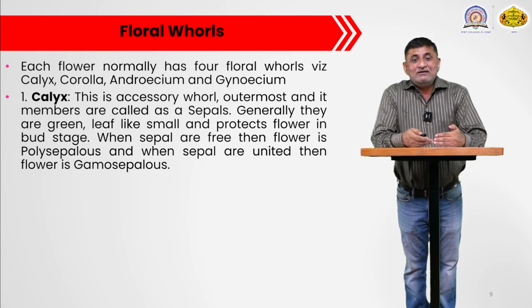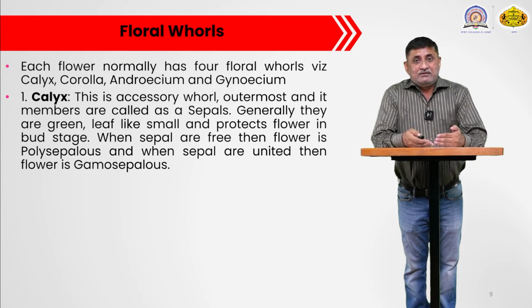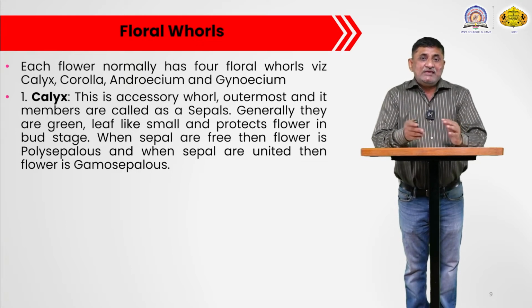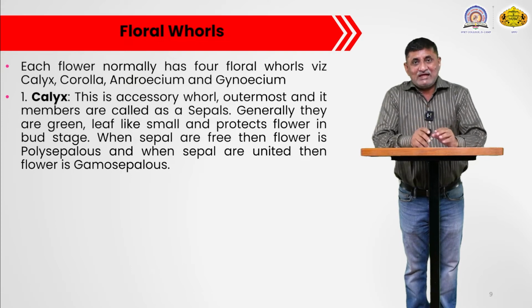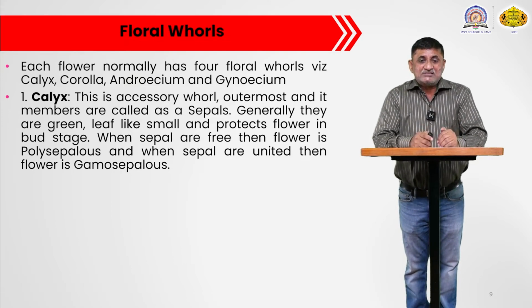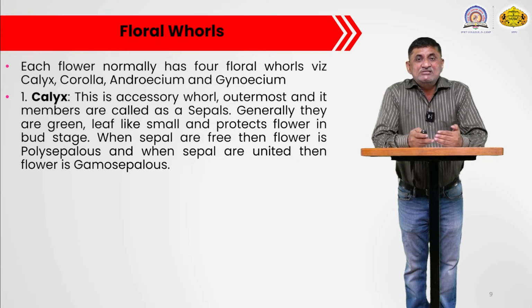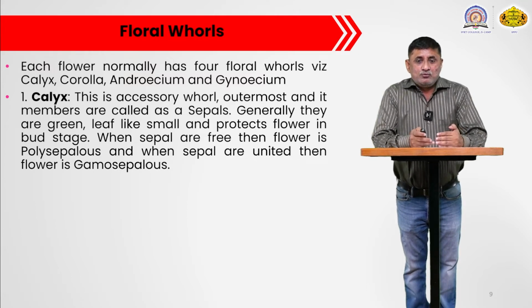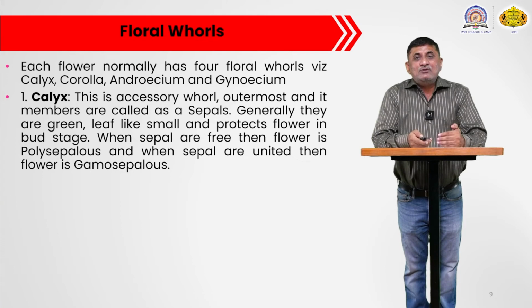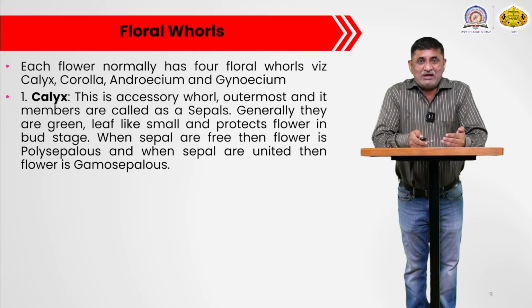Generally these calyx are green, very rarely they may be colored. They are leaf-like but small in size, and they protect the flower in bud stage. When the flower is in bud stage, they engulf the inner floral parts and give protection to them. When sepals are free in a calyx, such a flower is termed a polysepalous flower, meaning a flower with free sepals. But when sepals are united, then such a flower may be called a gamosepalous flower.